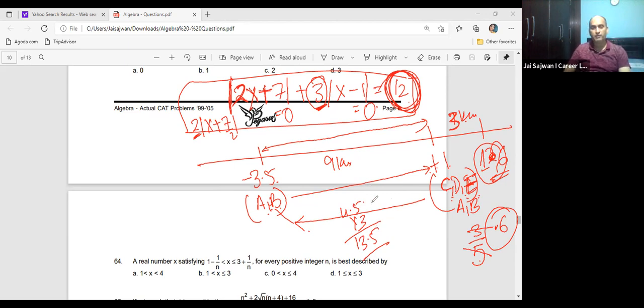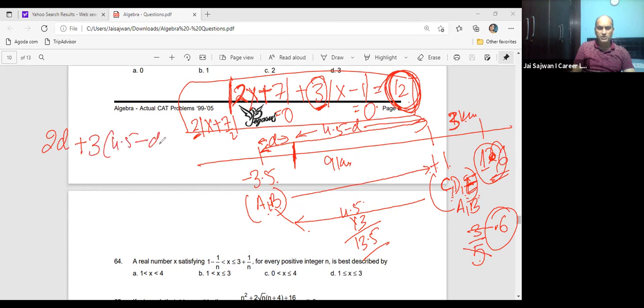Is that fine, everyone? So I'll say the party must be somewhere here. I don't know where, but it will be here. The total distance between them is 4.5. If one travels D distance, these 2 guys travel D distance, the rest of them are going to travel 4.5 minus D distance. Is it fine, everyone there? So 2 people, A and B, are going to travel D distance. 5 of them are going to travel 4.5 minus D distance, which comes out to be 12 kilometer overall.